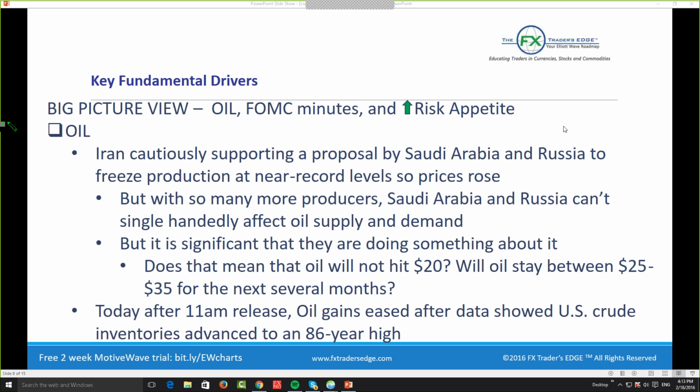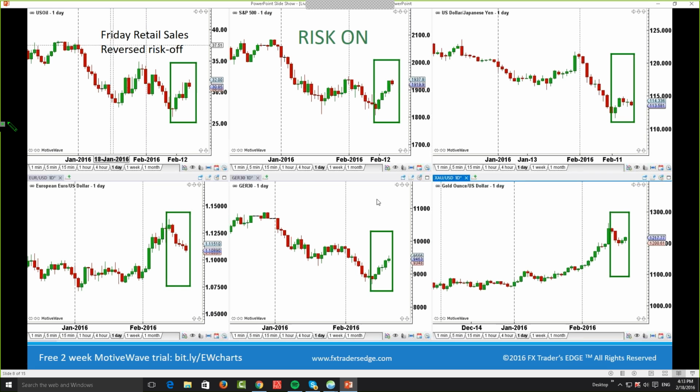And let's see what happened after Friday. Well, Friday retail sales reversed risk off. So this is now risk on. Oil moving higher. S&P moving higher. Dollar yen moving higher, although it has sold off.